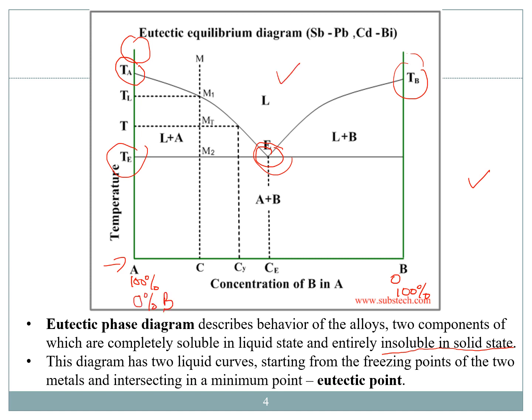On this region, we have liquid A plus B. On this region, we have solid A plus liquid. On this region, we have solid B plus liquid. And then below the eutectic point, we have the solid A and B.